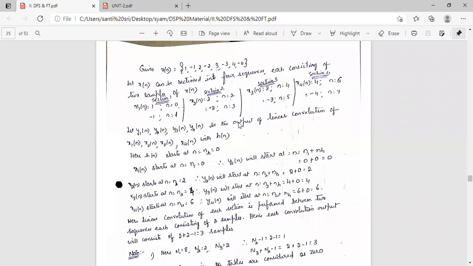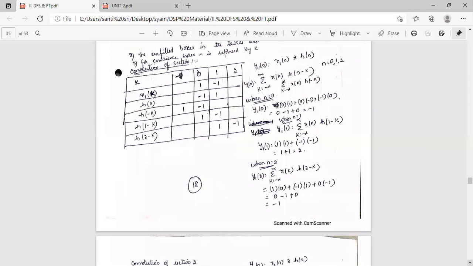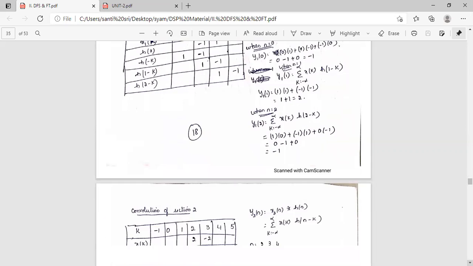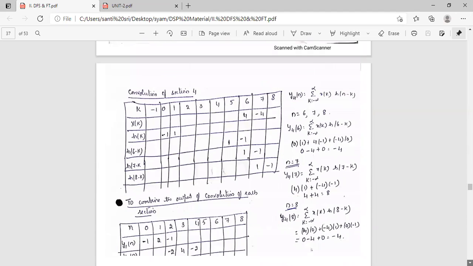We will do the linear convolution of x1 of n with h of n, so that we will get y1 of n. Similarly, x2 of n with h of n gives y2 of n, x3 of n with h of n gives y3 of n, and x4 of n with h of n gives y4 of n. For each section we do the convolution, getting values like y1 of 0, y1 of 1, y1 of 2.